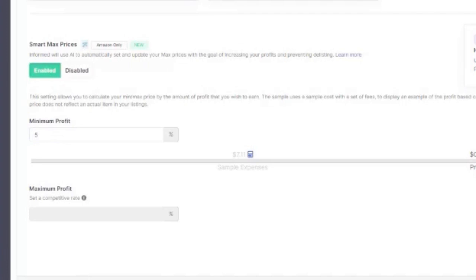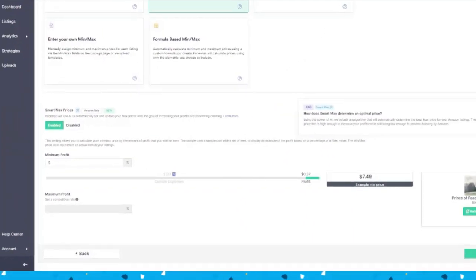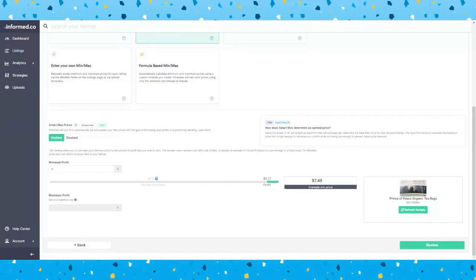And so that should prevent deactivations for high price alerts. But if it doesn't, and if your item gets deactivated, we'll receive a notification for that, and we'll lower your max price that we calculated, and we'll send price changes to activate that listing again.